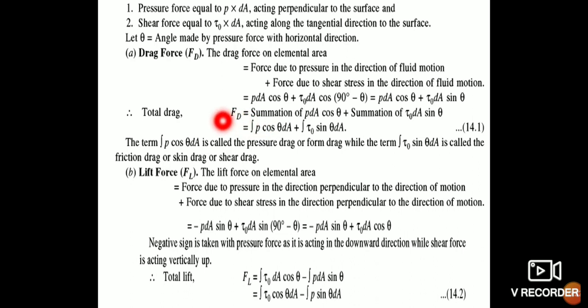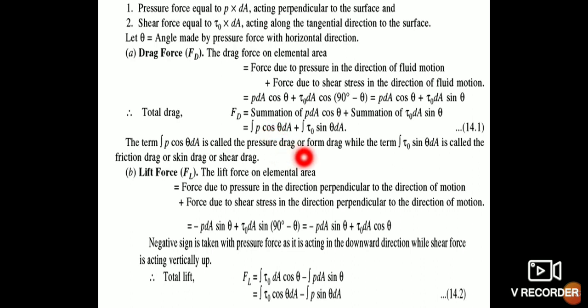But we want to calculate the drag force acting on the entire surface. Therefore, FD, we have to integrate the pressure drag force and the shear drag force. FD is equal to the summation of PdA cos theta plus the summation of tau dA sin theta. Individually, if you integrate, area integration is there: P cos theta dA plus tau sin theta dA is nothing but the total drag acting on that entire body.